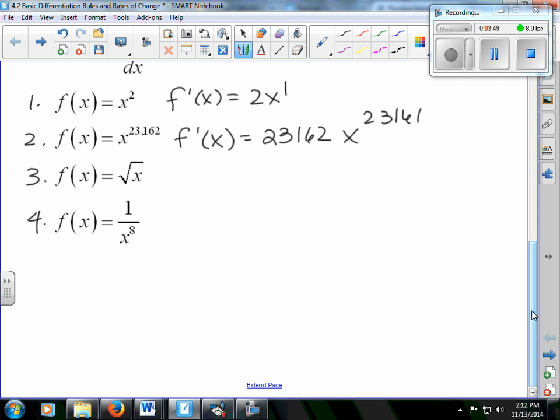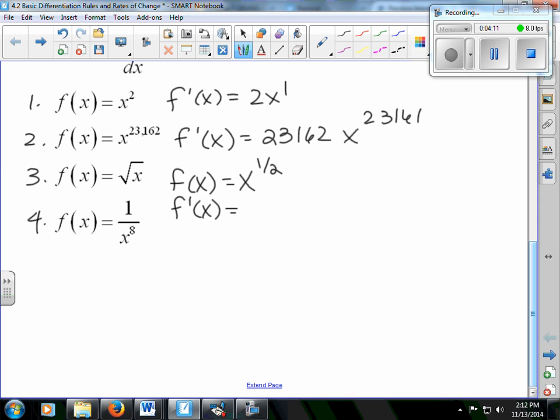And number 3, I don't see a power. Well, you need to rewrite f of x so that you do see a power. Remember, a radical is a fractional exponent. So I'm not taking the derivative yet. Notice I'm writing f of x here. f of x is x to the 1/2. What about f prime of x?